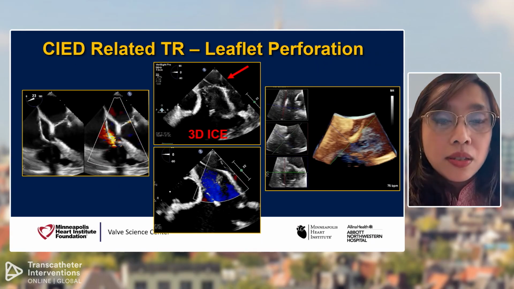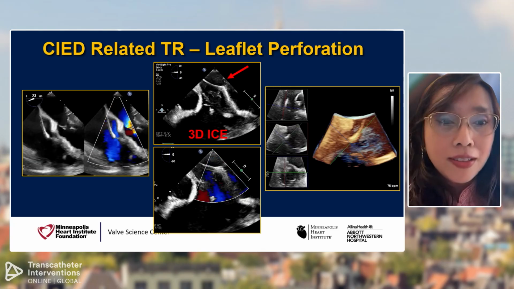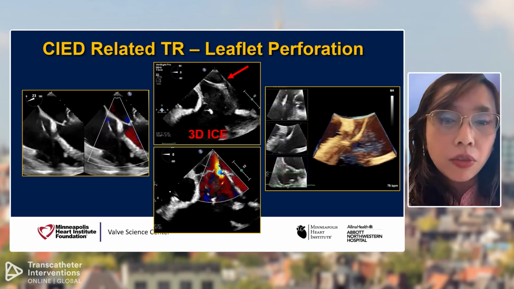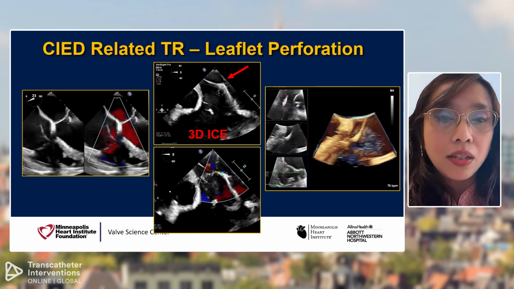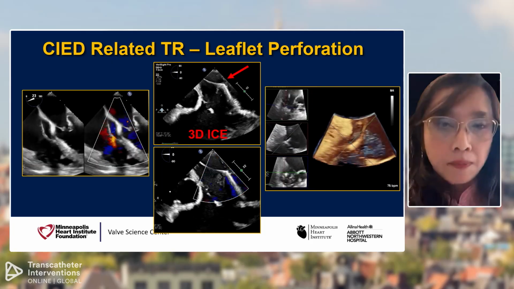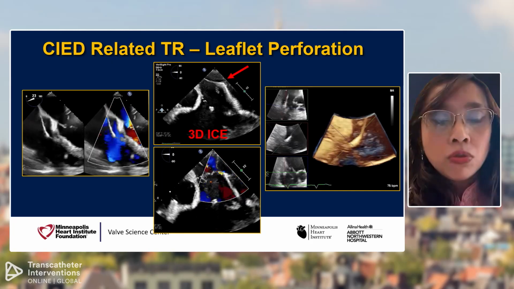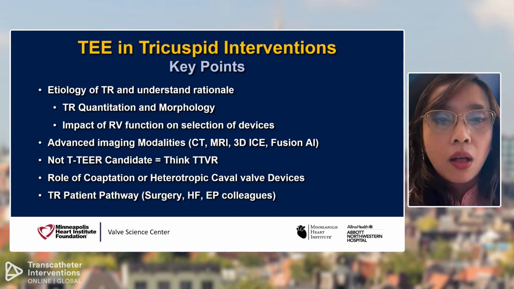And so this is an interesting case that I had, thinking for TriClip. But on the table, this is what I detected. You can see the right-hand side on 3D, really impingement, and actually on 3D eyes, you can see the leaflet is perforating that septal leaflet because of that lead. And so using all modalities, not only TEE, but also 3D eyes to help visualize and confirm.